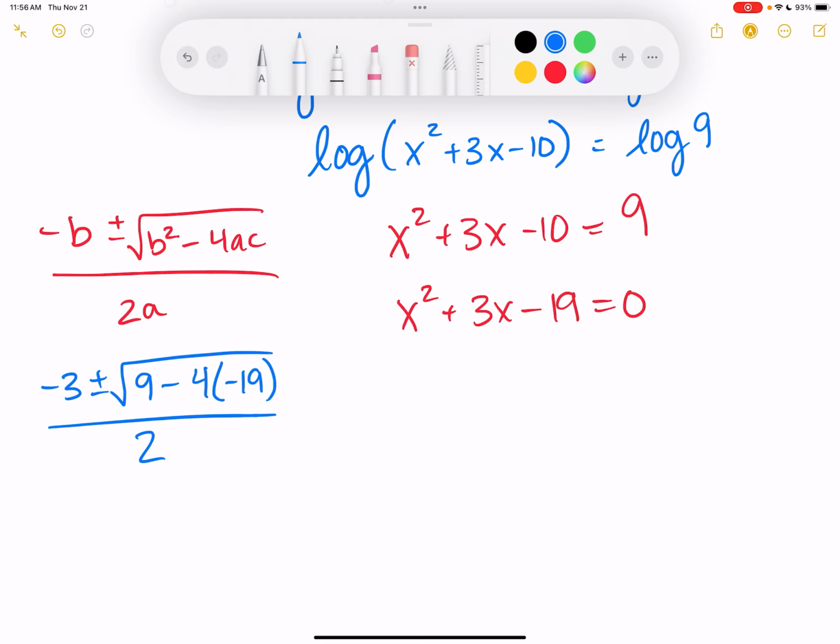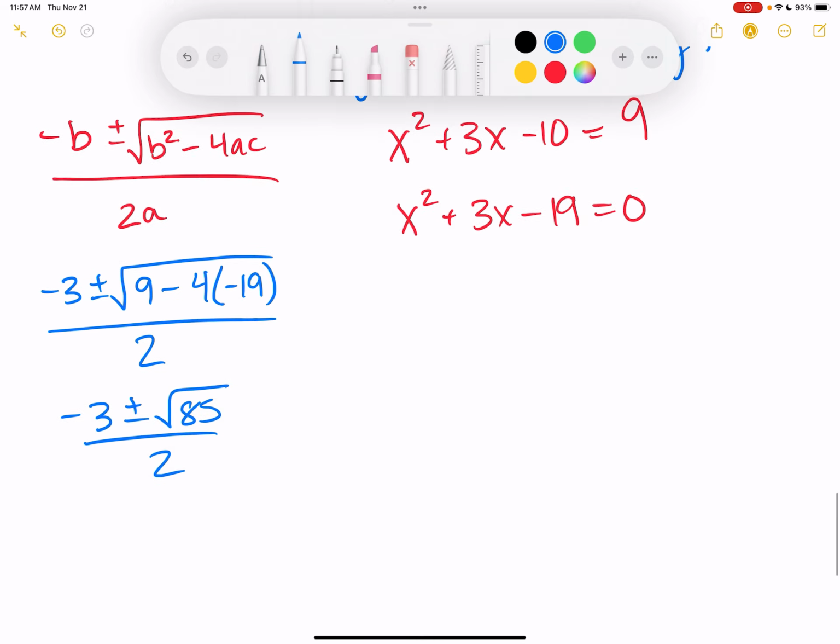So then I'm going to end up with 2 separate things. 19 times 4 is 76 plus 9. So this is going to be negative 3 plus or minus the square root of 85 over 2. Now, they're wanting specific answers, so at this point, you would just need to type this in your calculator and get the 2 separate answers. So I'm going to type in negative 3 plus the square root of 85 over 2, and negative 3 minus the square root of 85 over 2 and get those answers.